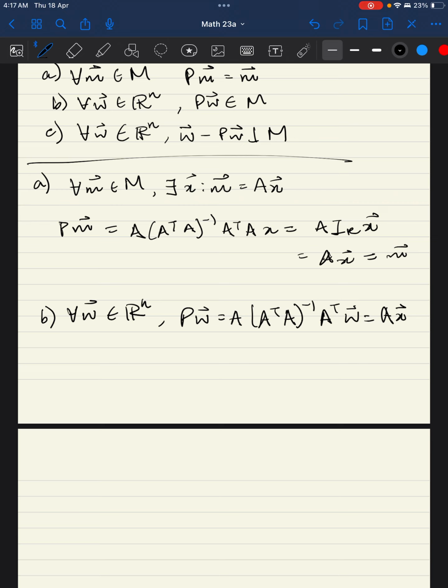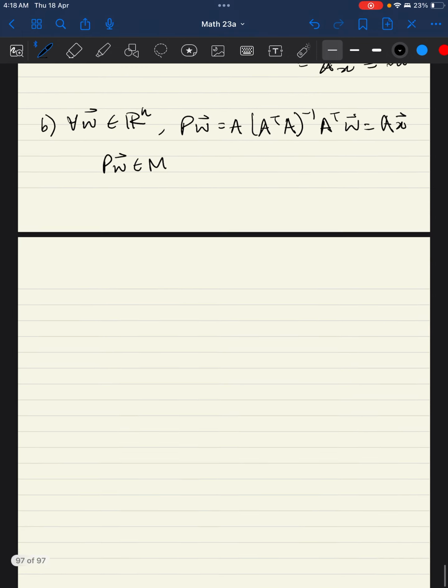The last bit is actually a linear combination of the columns of A, because we're essentially multiplying them, and since the columns of A span M, it must mean that the product will be in M. This is more of an argument. Since this is always a combination of columns of A, it must be in M, which would then mean that PW is in M.